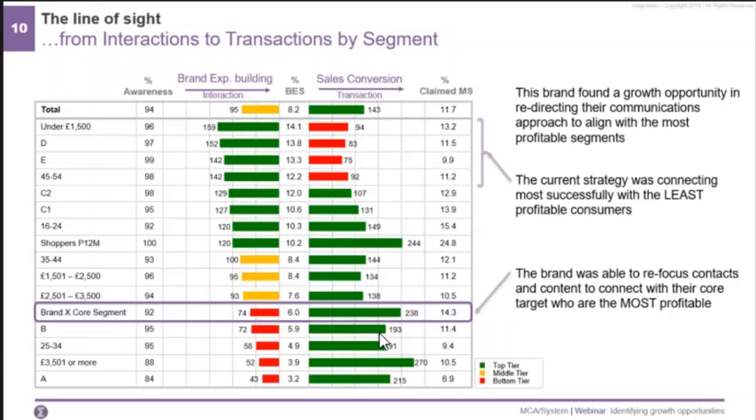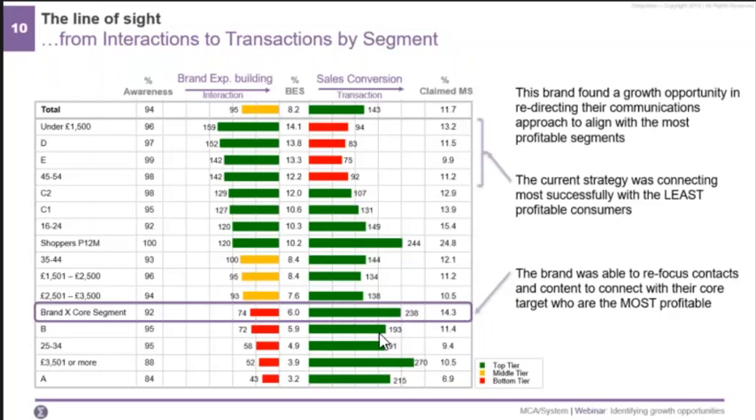Okay, but the problem, or rather the opportunity, is on the left that these are people that they are not communicating very successfully with. So their interaction ratio is actually very weak for their core segment. But the people that they're interacting with most successfully at the top of the graph are very unlikely to be profitable consumers for them. So they're communicating with people that are low income, lower socioeconomic groups, older and so on, which is exactly the opposite of their core segment. So what this allowed the business to do was to fundamentally identify that the issue here is that they are not targeting and communicating successfully with their most profitable customers.